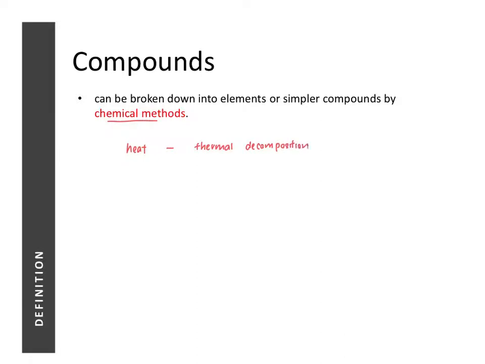Decomposition is the breaking down of a large compound into smaller ones. And the second chemical method that we need to learn in the syllabus is by using electricity, or by applying a current, and we call that electrolysis. We're going to learn both methods later on in the year, as we progress in chemistry.